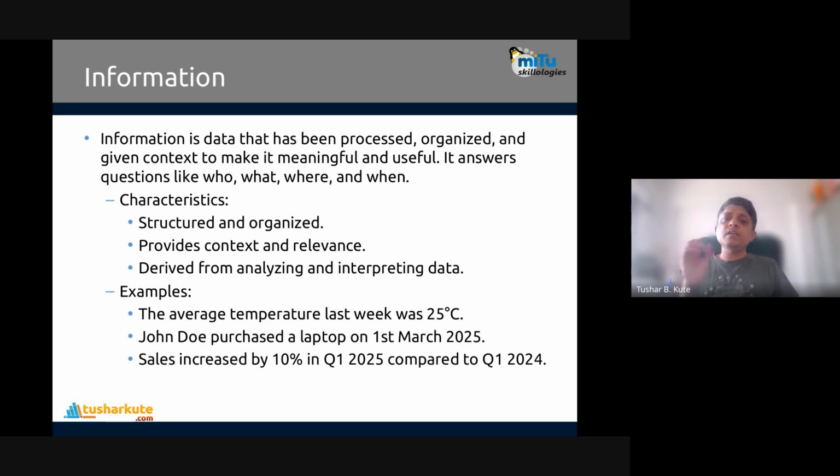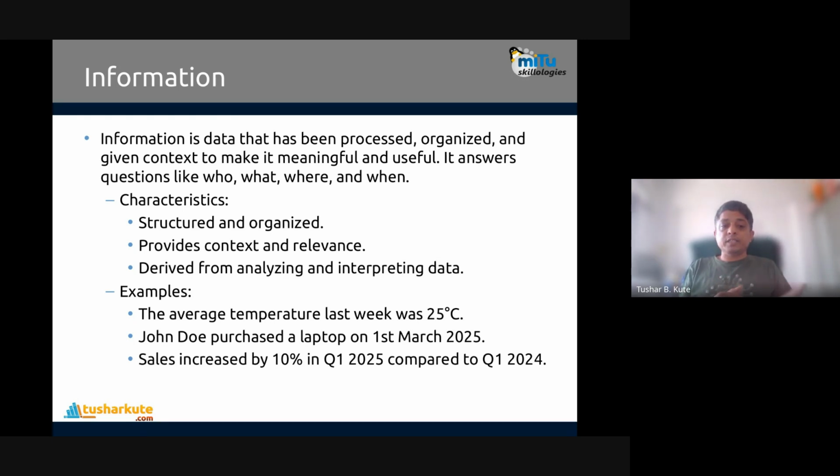It contains a meaning. What are the features of it? It is structured, definitely. It's organized well, and it contains the relevance and the context that we want to know about. And it is derived by analyzing and interpreting the data. On data you put these questions, you have performed some processing, some analytical work, and using that we have retrieved what we call information.